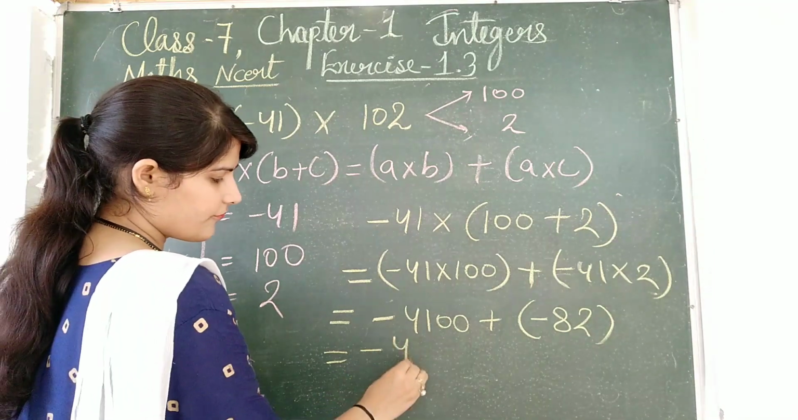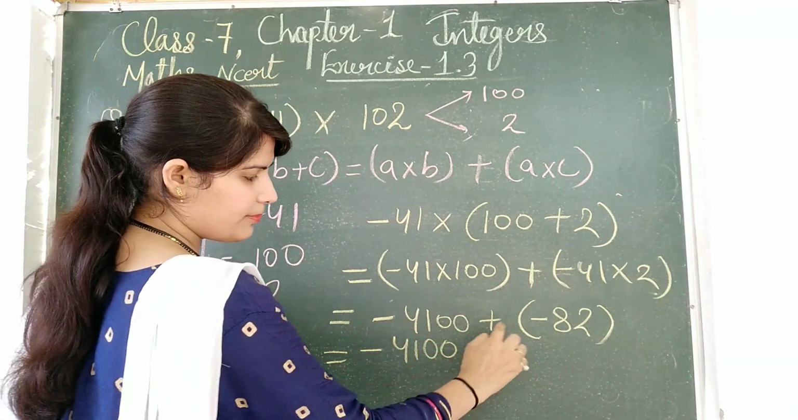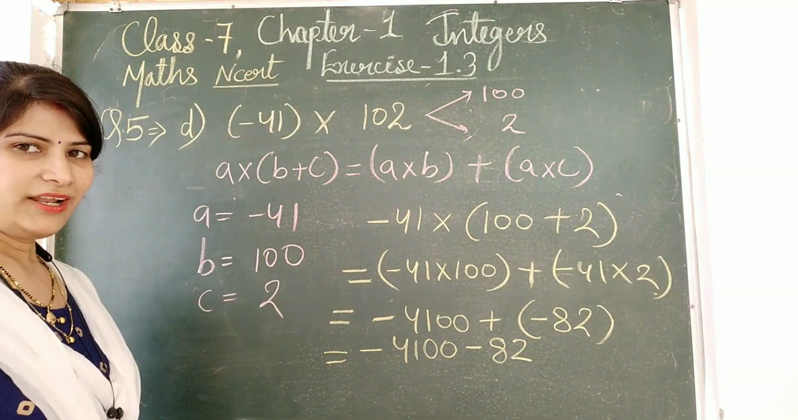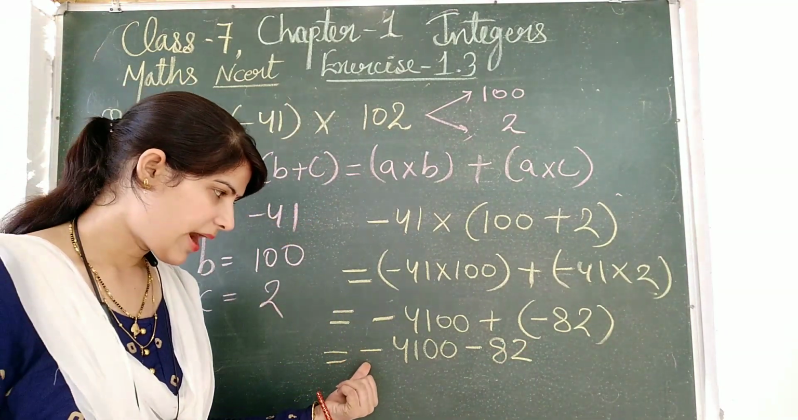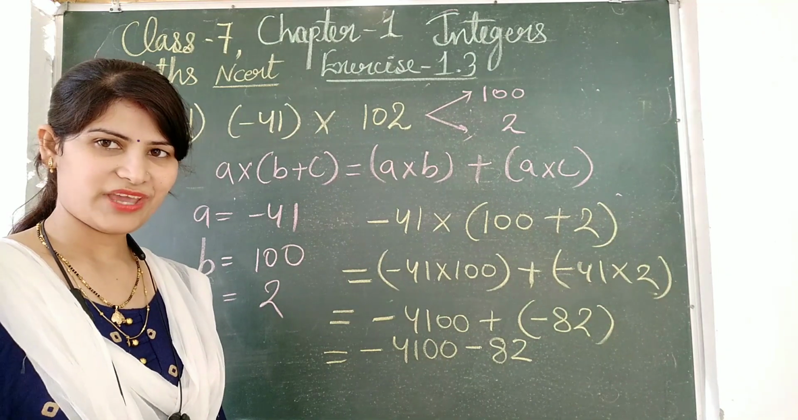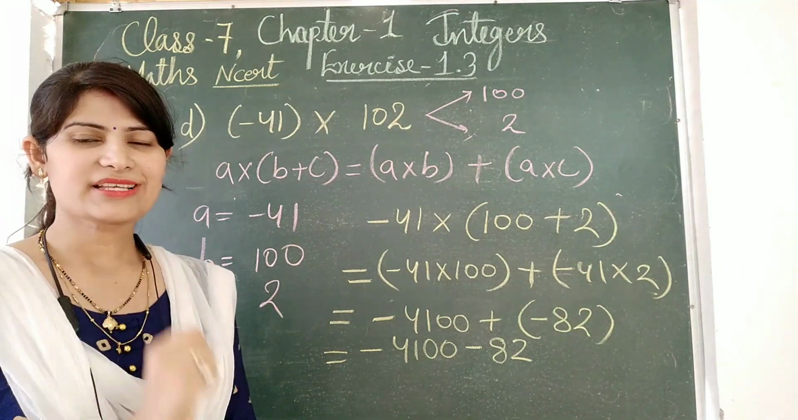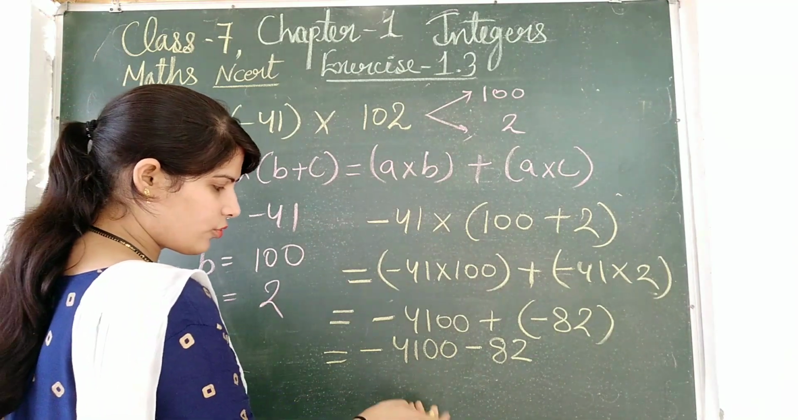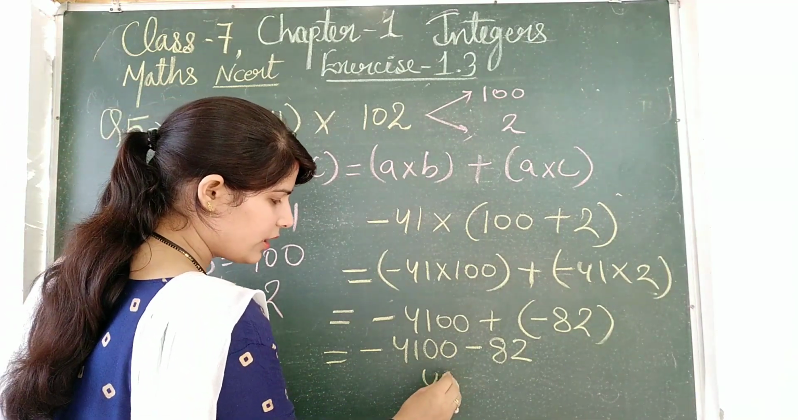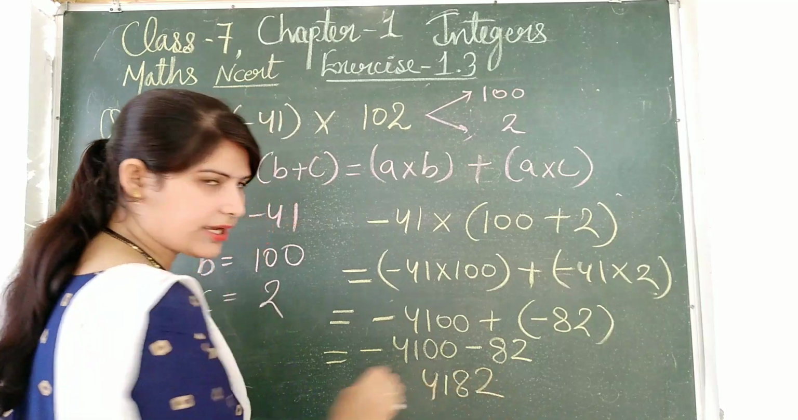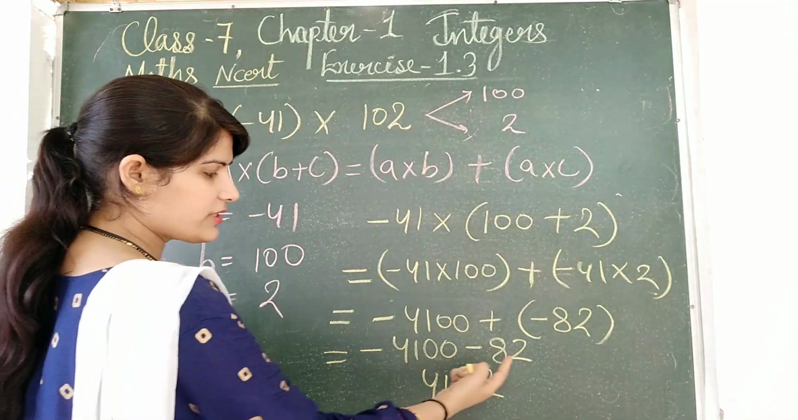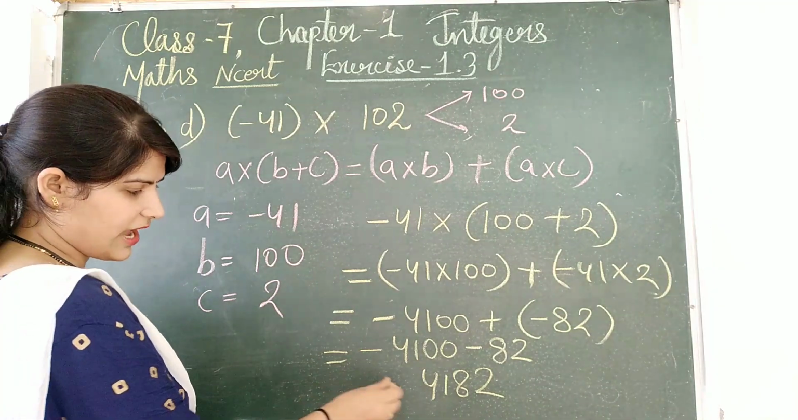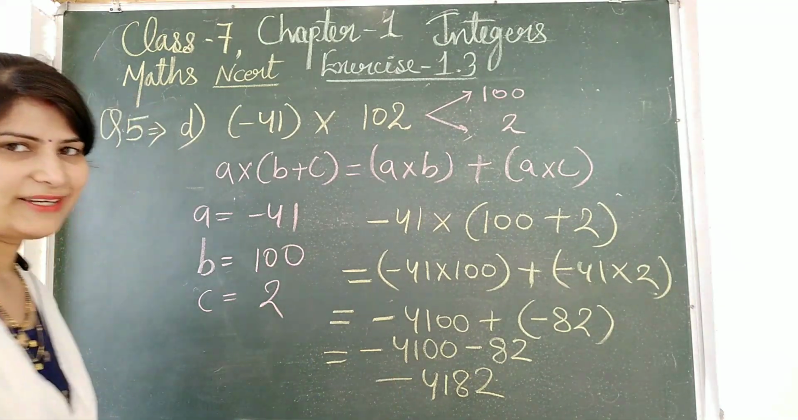Now what next? Minus 4100, plus into minus is minus. Now as you know, minus minus plus, so we have to add these numbers, but the sign will be of the greatest digit. So 4182 is our answer, and which one is the greater digit? Here 4100. That means we have to apply the minus sign.